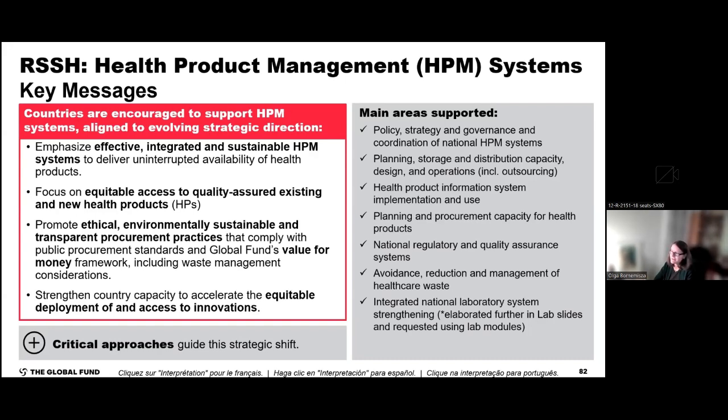So again, you can see on the right-hand side what the main areas supported are. It hasn't changed very much since the last cycle. And at the bottom, you can see that there are critical approaches to guide this strategic shift. Next slide, please.